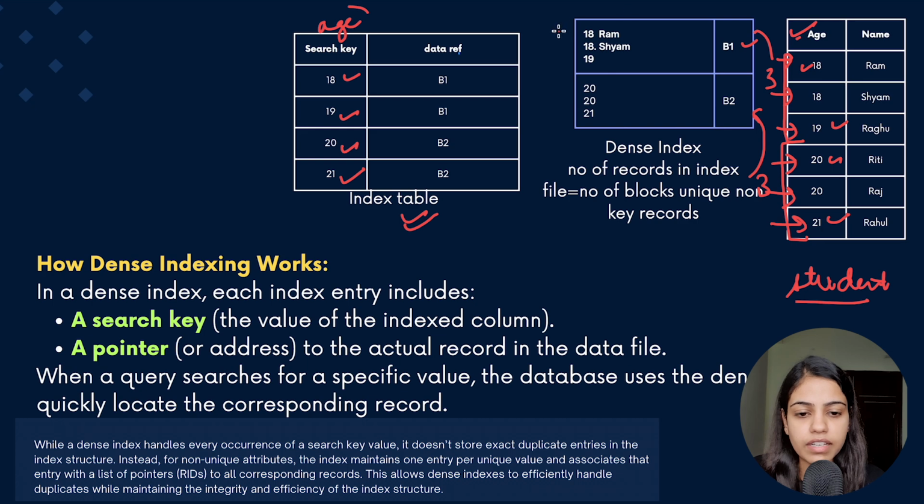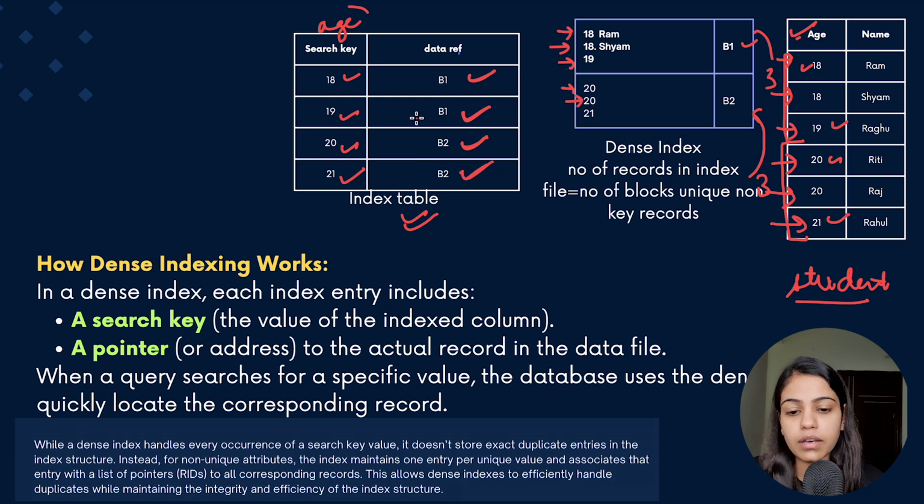So the first search key is 18. 18 is present here and here, and only in block B1, so we'll provide B1 for 18. Now coming to 19, 19 is present in block B1, so again we'll give block B1. Then 20 is present in block B2 two times, so we can provide B2 here. And then 21 is present in block B2, so we'll provide B2 here.